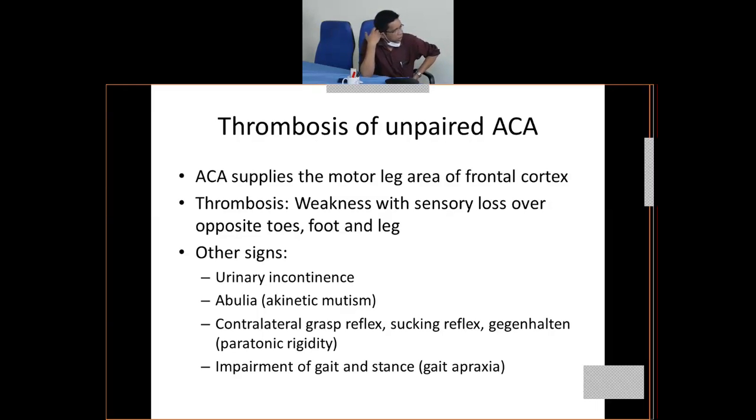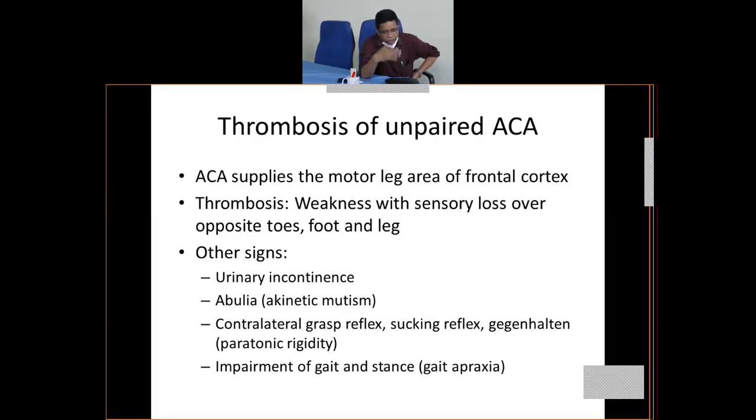So when you suspect anterior cerebral artery involvement along with paraplegia, if there is urinary incontinence (urinary involvement may also be there in spinal cord), but if there is abulia or akinetic mutism, the patient is mute with paraplegia, and there is grasp reflex, sucking reflex, impairment of gait and stance, all those things are there, then always you have to suspect anterior cerebral artery.